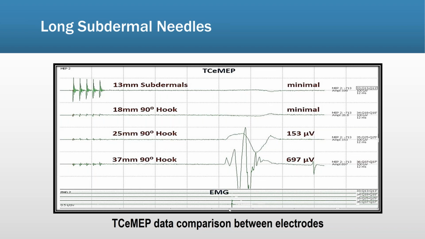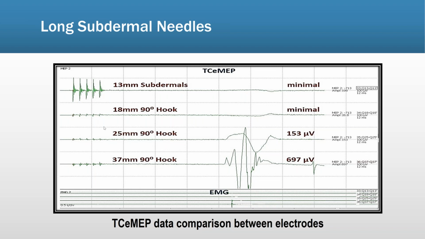If you look at the triggered EMG and spontaneous EMG, you can also see artifact in 37 millimeter on spontaneous, but not in the others. So the spontaneous EMG captured the motor response only in 37 millimeter. If we had used only 13 millimeter or even 18 millimeter, we would be unable to pick up a response in this patient.